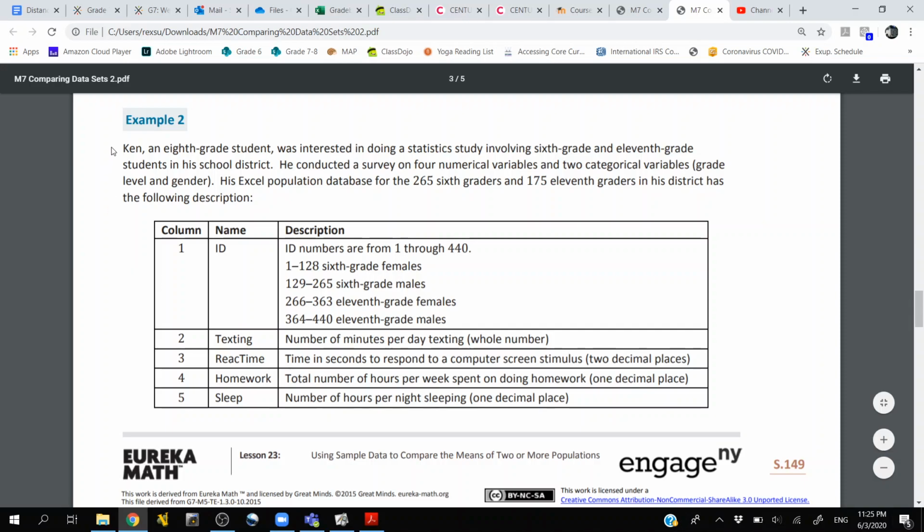In example 2, so now we have a new guy, Ken. He's interested in doing a statistics study involving 6th and 11th grade students in his district. He conducted a survey of 4 numerical variables and 2 categorical variables. So numerical variables are things like the number of times you text per day or the reaction time in seconds. Those are numerical.